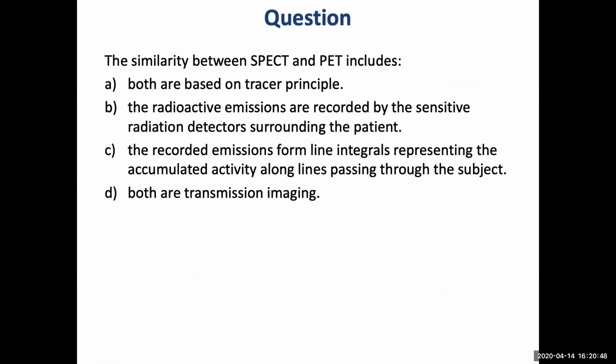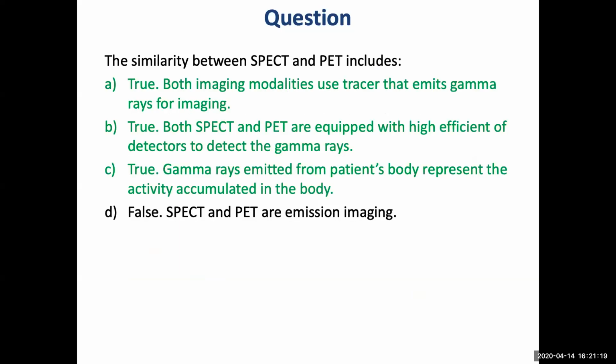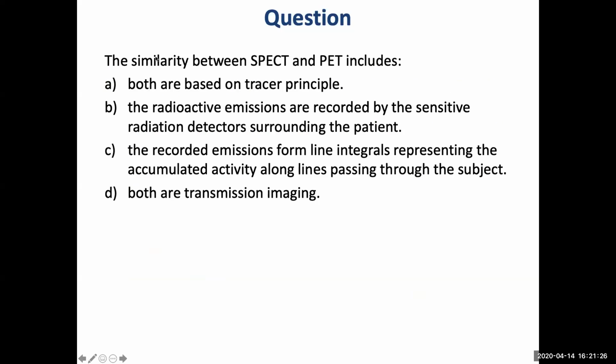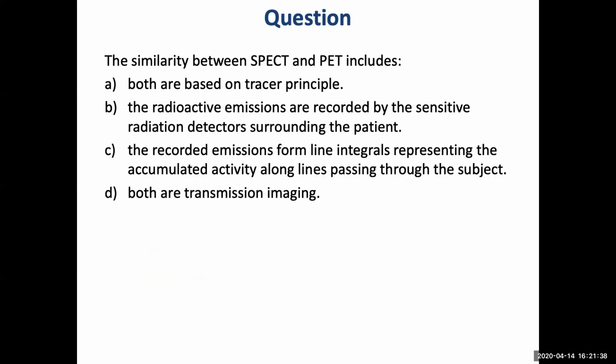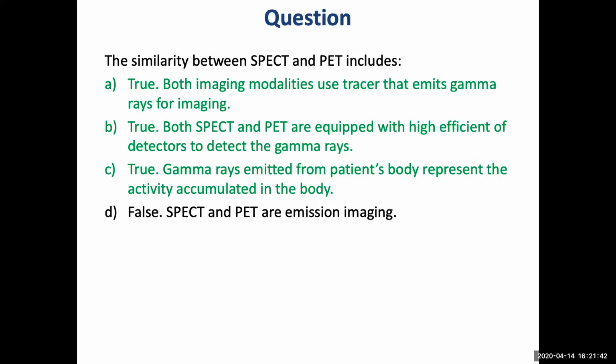Question. The similarities between SPECT and PET include: both are based on the tracer principle. The radioactive emissions are recorded by sensitive radiation detectors surrounding the patient. The recorded emissions form the integral representing the accumulated activity along lines passing through the subject. The last one: both are transmission imaging. Let's see the answer here. All of them are true except the last one. SPECT and PET are emission imaging, not transmission imaging. We say transmission is for CT and X-ray. Both are emission imaging, not transmission imaging.